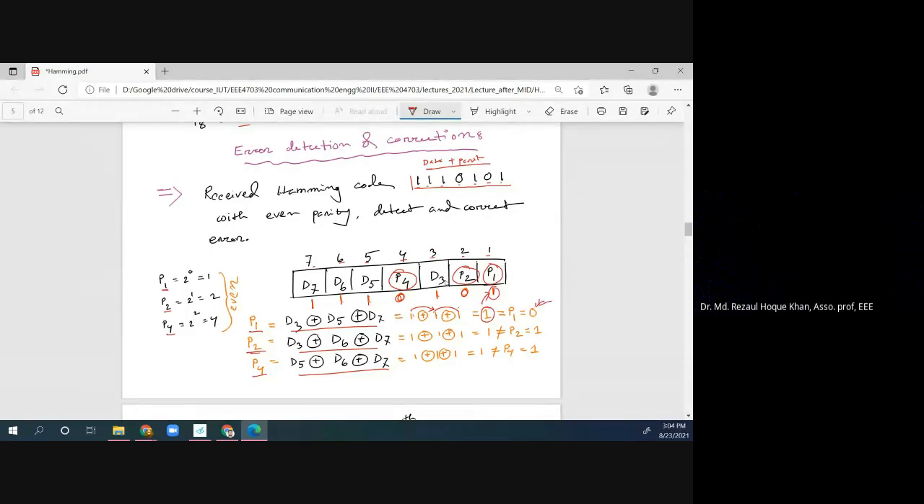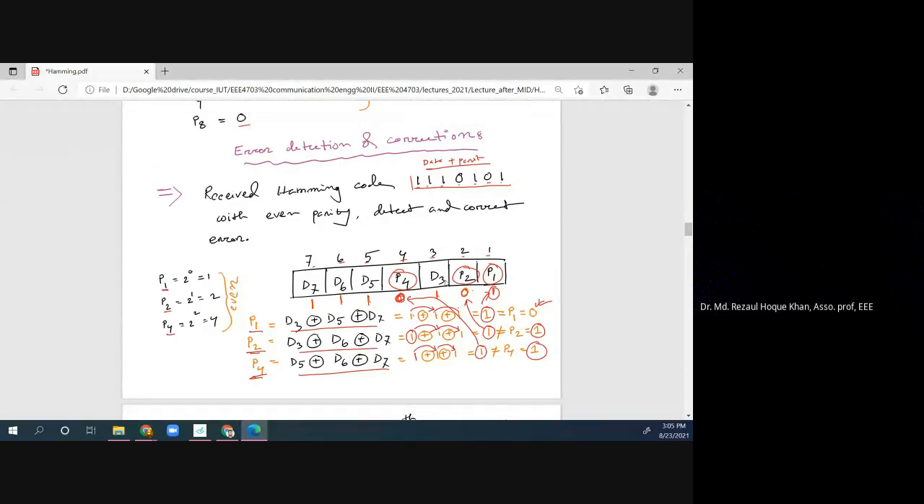For P2, we get 1 1 1 0 0 1 1. Is it the same as P2? No, it's not the same as P2, because this is the wrong parity. So P4: 1 1 0 0 1 1 1. Is it the same as P4? P4 is actually giving 0, so it's not the same. So this is an erroneous bit.